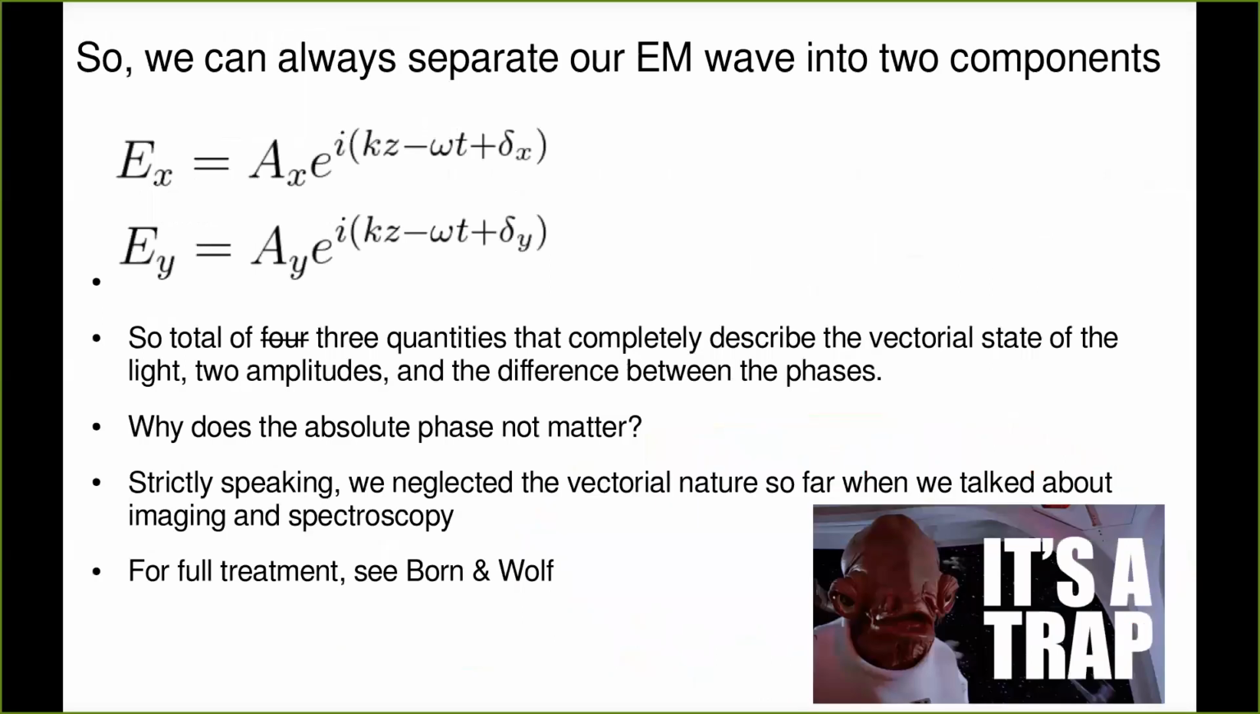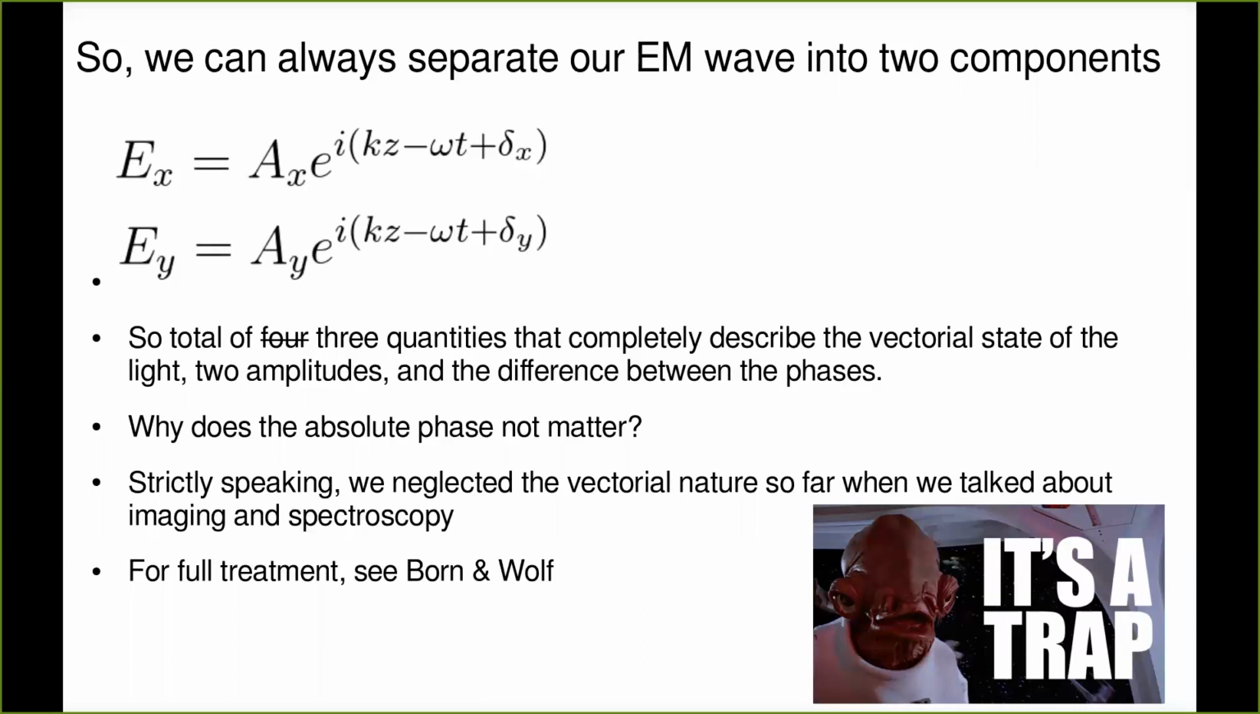Cool. In principle, I don't need to treat these two phases separately, because we can always set our starting phase to 0. What actually matters is the phase difference between them. So that's why I have 4, and then I say 3 quantities, and these completely describe the so-called vectorial state of the light. Why do I call it the vectorial state of the light? Because now, contrary to all the previous examples, we are actually concerned about the orientation of our electric field vector.